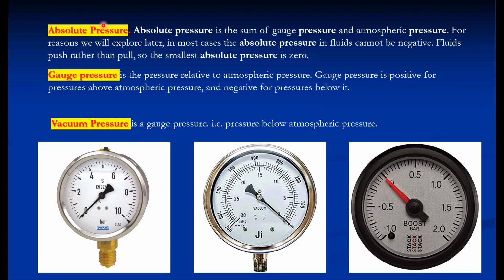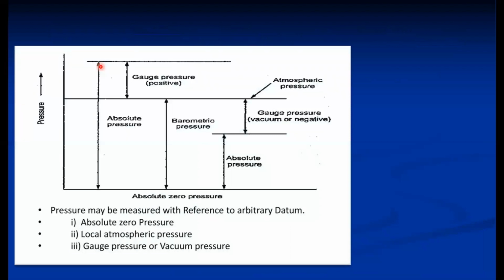These are the terminologies again: absolute pressure, gauge pressure, and vacuum pressure. We can show it with the help of this diagram, where this is the line of zero absolute pressure, and this is the line of atmospheric pressure.